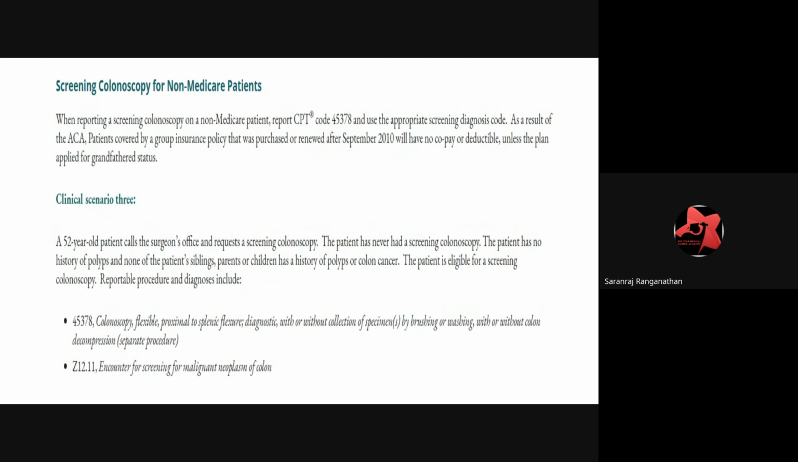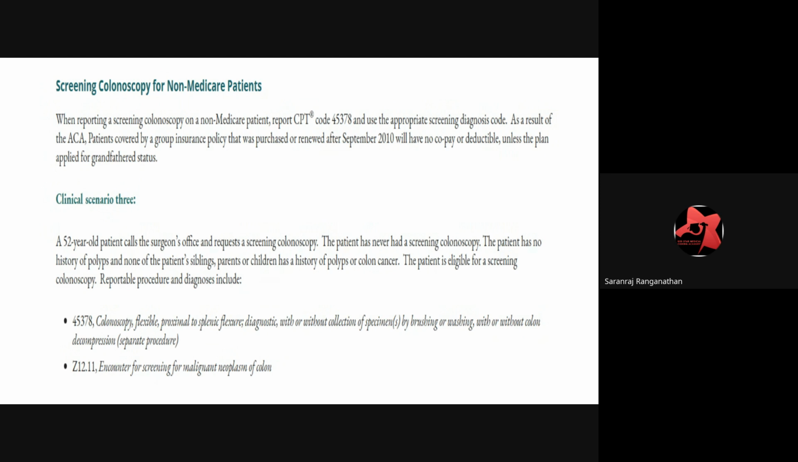Then screening colonoscopy for the non-Medicare patient, how we have to code that, they have given here. When reporting a screening colonoscopy for a non-Medicare patient, report CPT 45378 and use the appropriate screening diagnosis code, as a result of the Affordable Care Act. Patients covered by a group insurance policy that was purchased or renewed after September 2010 will have no copay or deductible unless the plan applied for grandfathered status.